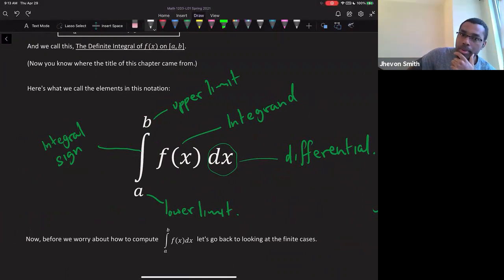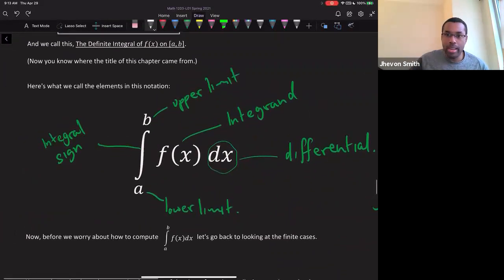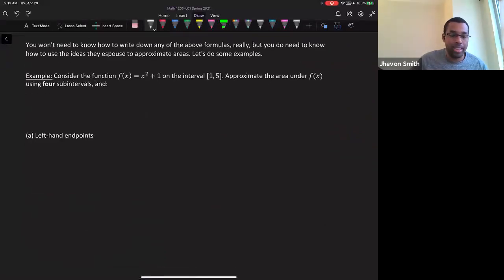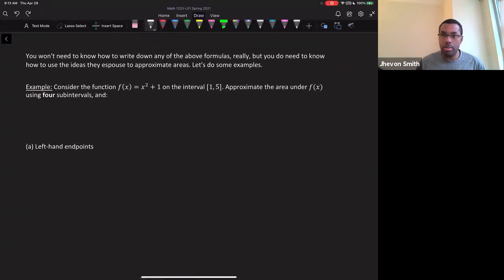Now, how do we compute this thing that we want? We're going to look at the finite Riemann sum cases, so I'm going to do some examples for you of how we do this in the finite case. Let this be an example, which is definitely an example. It is a question that I would ask you. So consider this function, f of x equals x squared plus 1, on the interval 1 to 5. Approximate the area under this function using 4 subintervals.